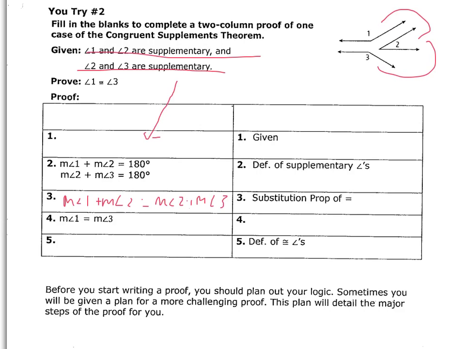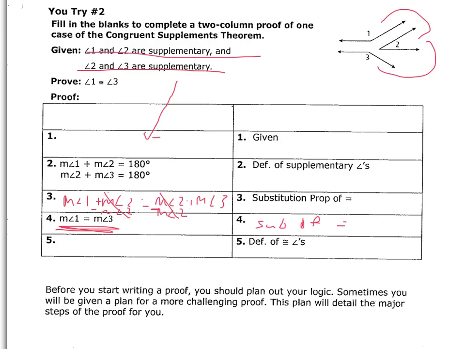Now you want to solve and show that angle 1 is congruent to angle 3. So what you need to do is subtract measure of angle 2 from both sides. Those are going to cancel, and that takes you from measure of angle 1 to measure of angle 3, which it shows right here. The reason you can do that is the subtraction property of equality.